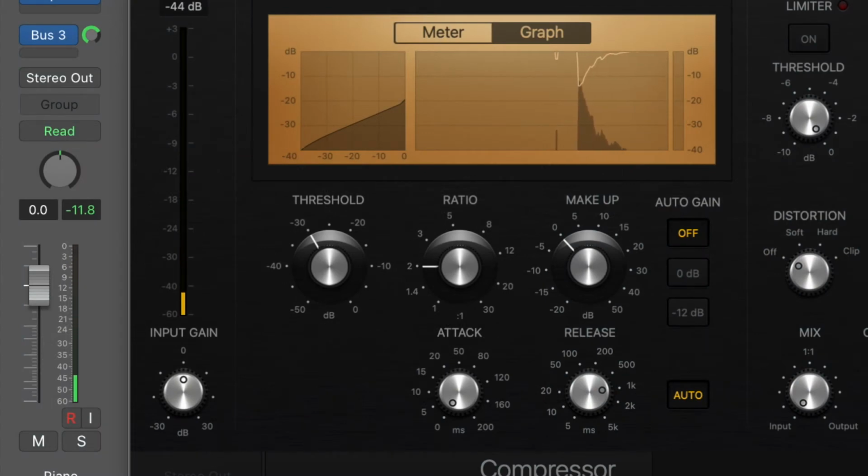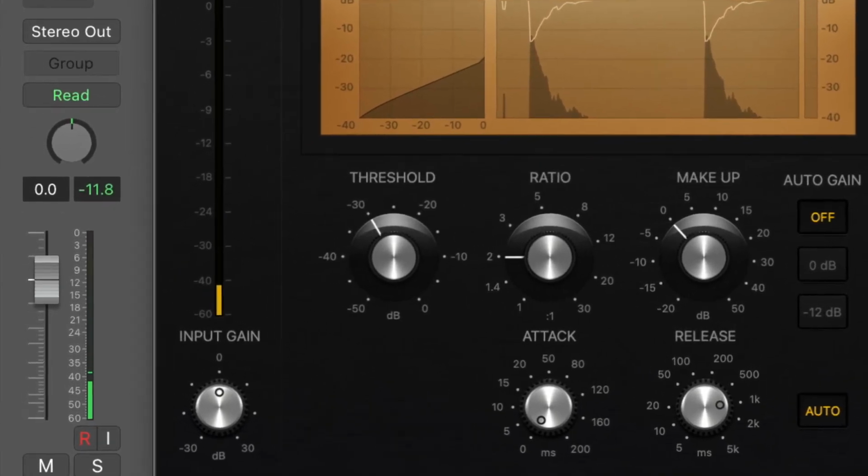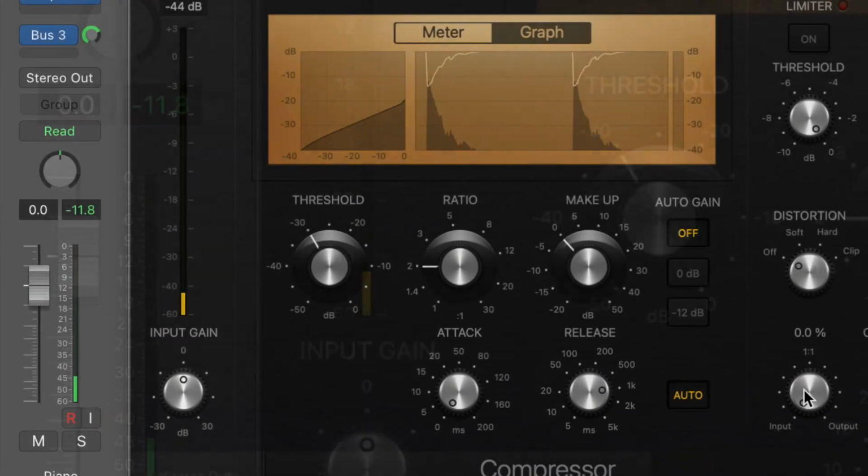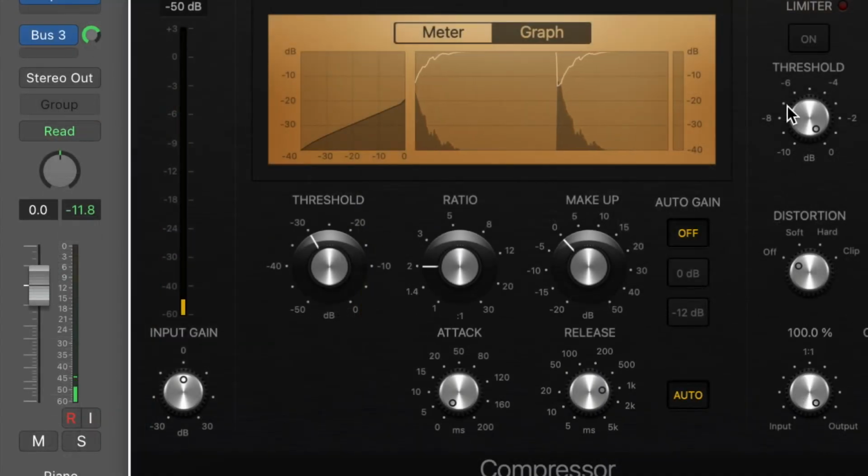With no compression, we can see on the screen that the loudest the piano sound gets is from this transient, and it is at a level of -11.8 decibels. I have the compressor threshold set to -30 decibels, the ratio set to 2:1, and the attack time set to 0.